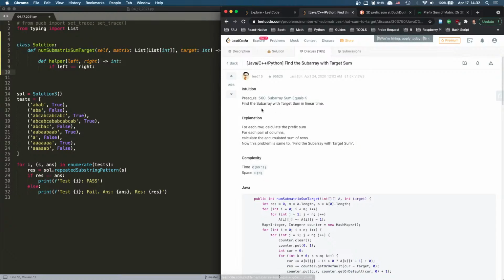Read again. Find the subarray with target sum in linear time. For each row, we calculate the prefix sum. Okay, we have each row. For each pair of columns, we have a pair of columns. Calculate the accumulated sum of rows. Accumulated sum of rows, each pair of columns.